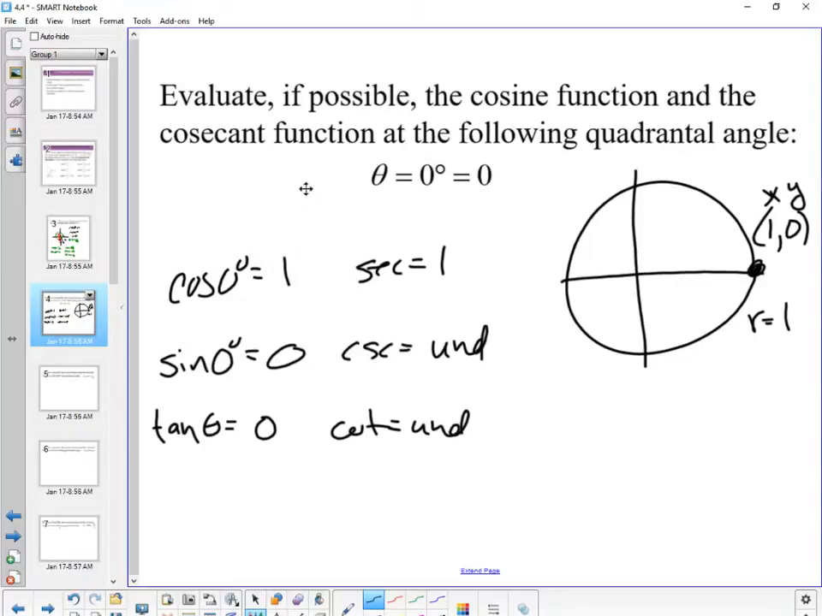So with this, oh, you're looking at me. I thought you were talking to me. Can I change the slide? You guys need a minute. Okay. For everyone else waiting, I want you to find the 6 trig functions for 90 degrees, for pi halves.